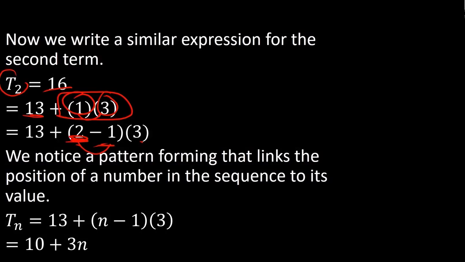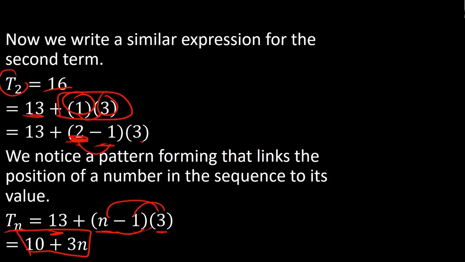All right, so we can see the pattern that's formed is Tn, the general term, is the first term of the sequence, plus (n minus 1) times 3. If I simplify that by multiplying the 3 into the bracket, I get 3n minus 3, and 13 minus 3 is 10. So therefore the general term is 10 plus 3n.